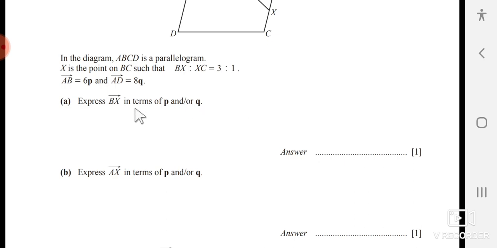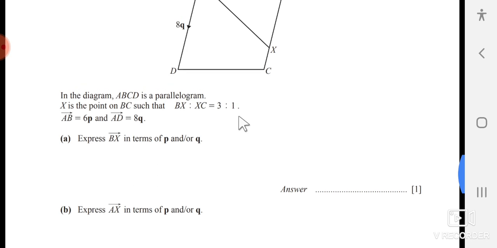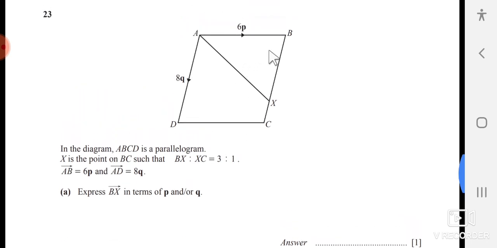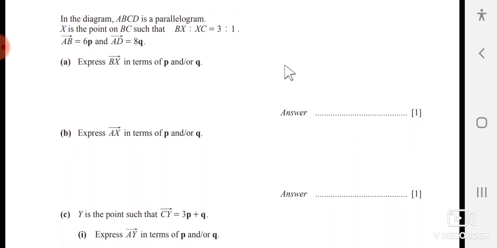Here, express BX in terms of p and q. Where is BX? This is BX, and it is divided in the ratio of 3 to 1. So this whole length is 8q, and this would become 6q, and this is 2q. So BX would be 6q. Express AX in terms of p and q.